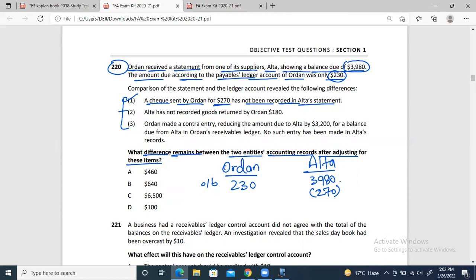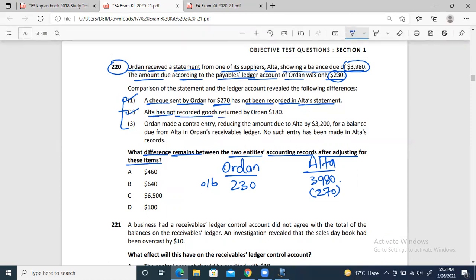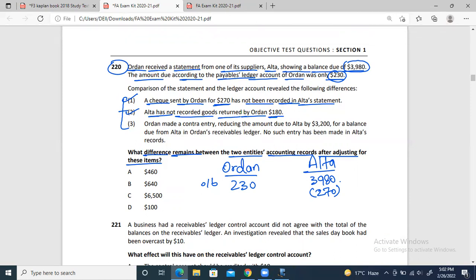Okay. Now, secondly, Alta has not recorded goods returned by Orden of 180. So again, Alta, the supplier, has not recorded the, for him it would be sales return, right? So Alta would do is that this $180 would also get minus from here. Again, why is it getting minus? Because these goods were returned to Alta, right? Orden returned these goods to the supplier. So payment should not have been made for these. These should just be given back, right?